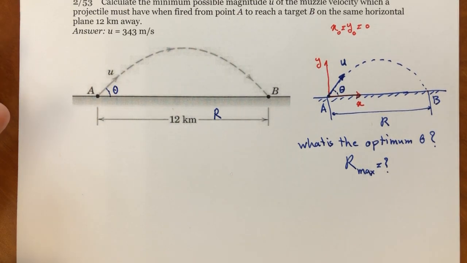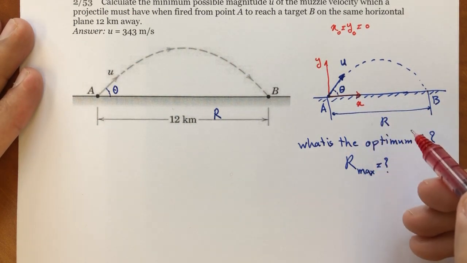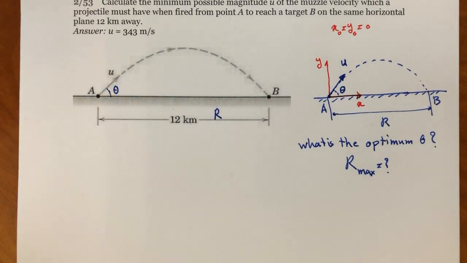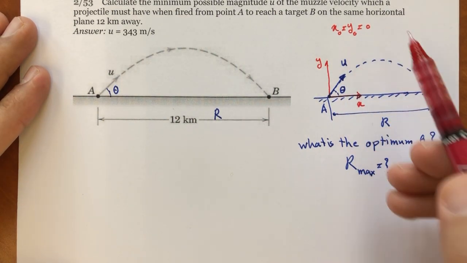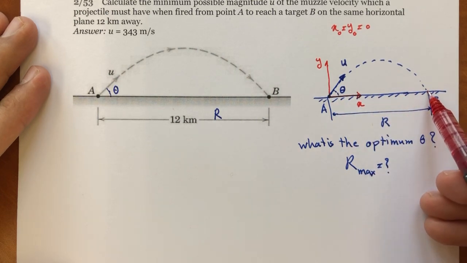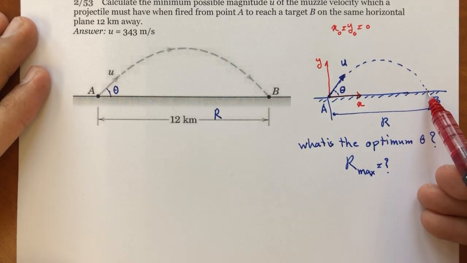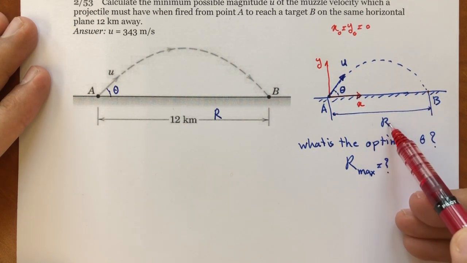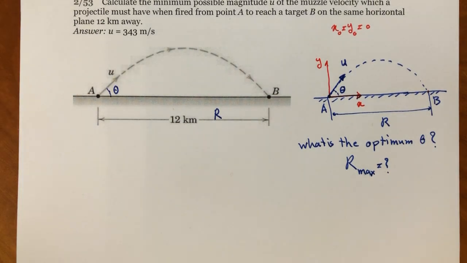Now, what should I do here? Let's see what piece of information we have in this problem that we can use. First, we know the initial point x0, y0 is equal to 0, right? And also, we know the final point, which is point B. At this point, y is going to be 0. And x is going to be my r, which I'm trying to maximize. So probably the best option is starting by writing down the displacement equation for this projectile.